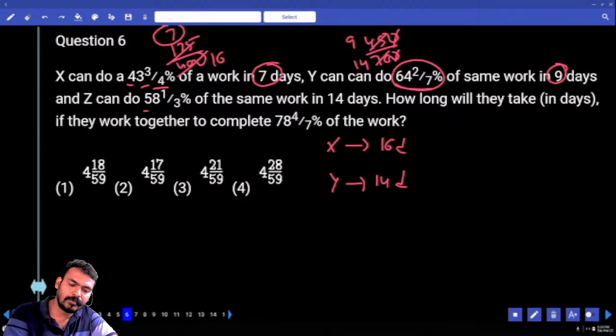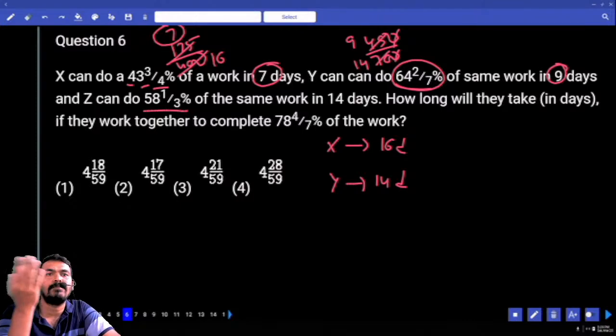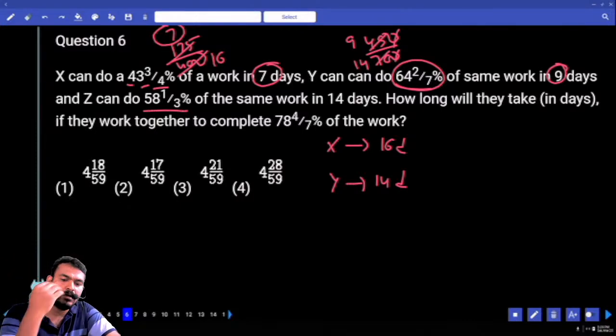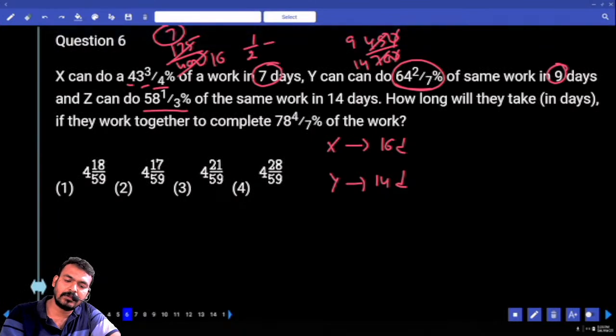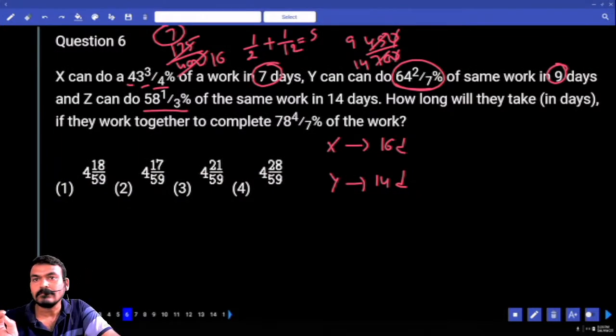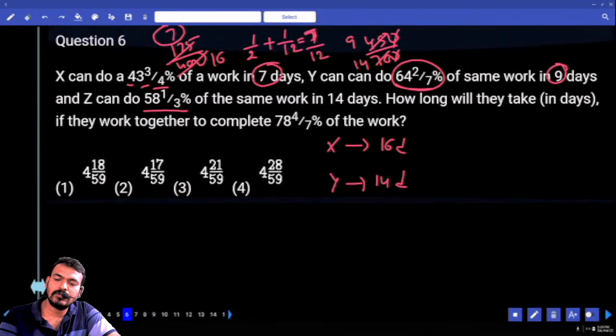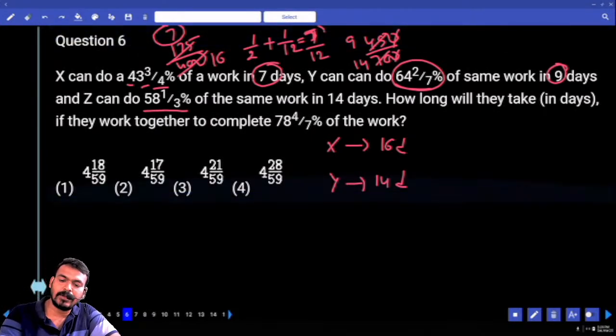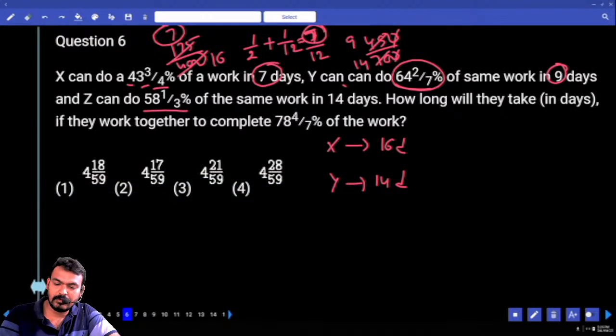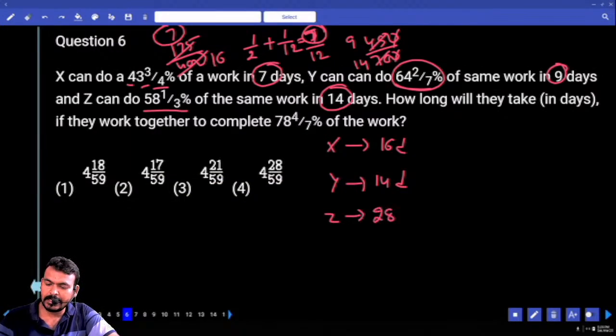And Z can do 58 1 by 3%. 58 1 by 3% means 50% plus 8 1 by 3%. What is the 50% value? 1 by 2. 8 1 by 3% means 1 by 12. 1 by 2 plus 1 by 12 is 7 by 12. Out of 12 parts, how many parts are completed? 7 parts. 7 parts in how many days? 14 days. Every one part 2 days.